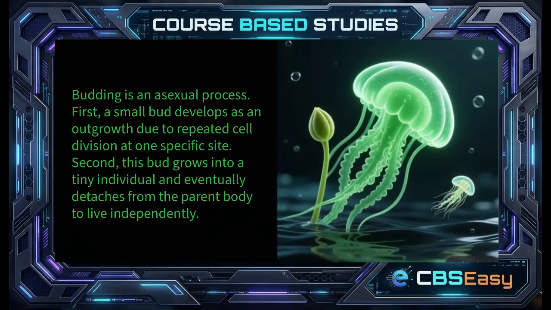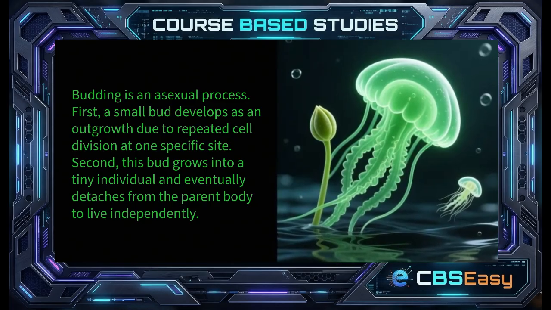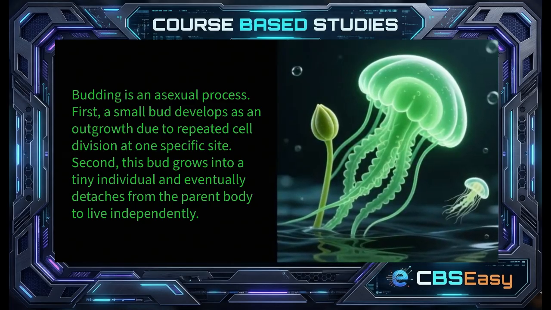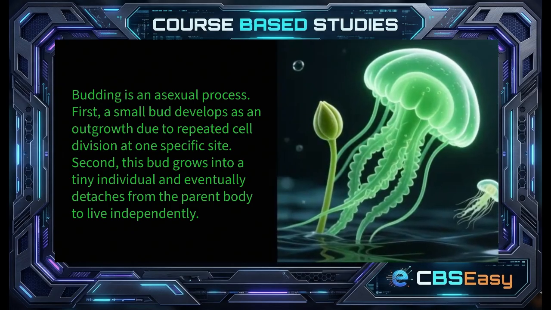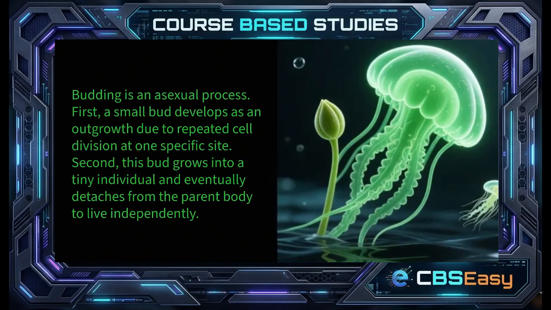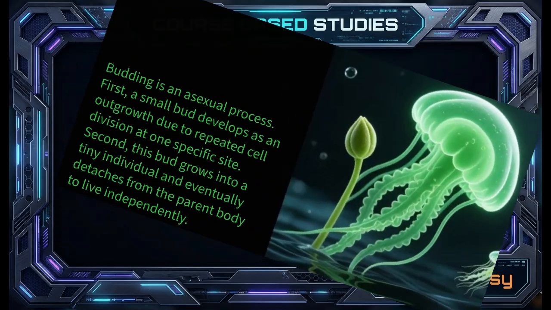Answer. Budding is an asexual process. First, a small bud develops as an outgrowth due to repeated cell division at one specific site. Second, this bud grows into a tiny individual and eventually detaches from the parent body to live independently.